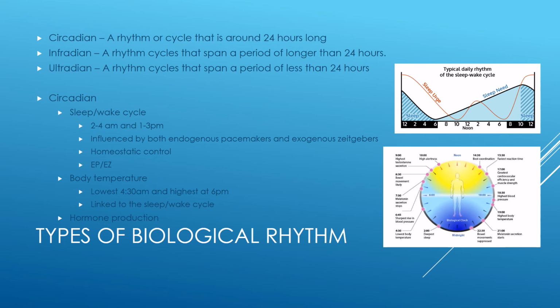And then I think EP and EZ stand for endogenous pacemakers and exogenous zeitgebers. Body temperature is something else that runs in a 24-hour cycle, and the sleep-wake cycle and body temperature are both closely linked to circadian rhythms. As you can see, body temperature is lowest at 4:30 a.m., and then slightly later than the circadian trough, the sleep-wake cycle.